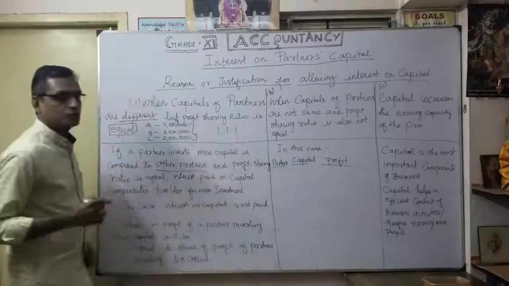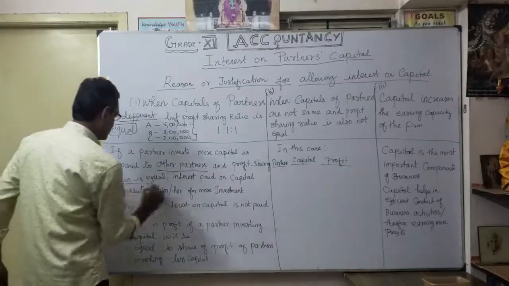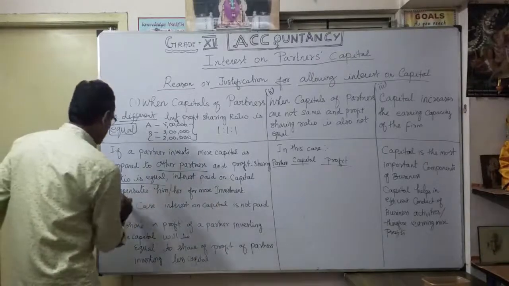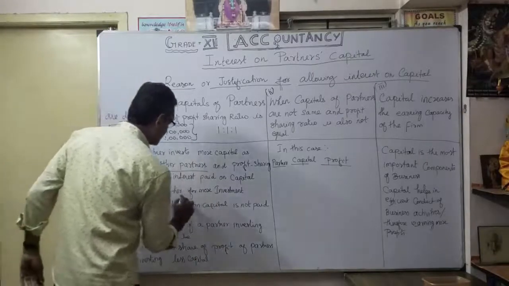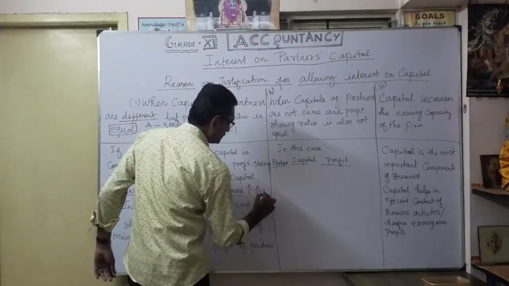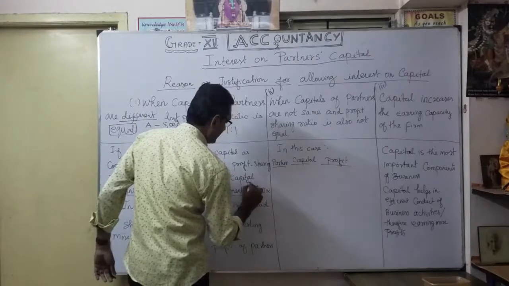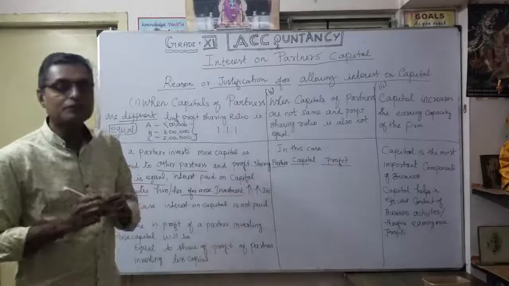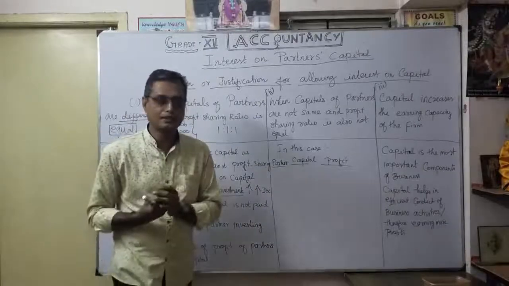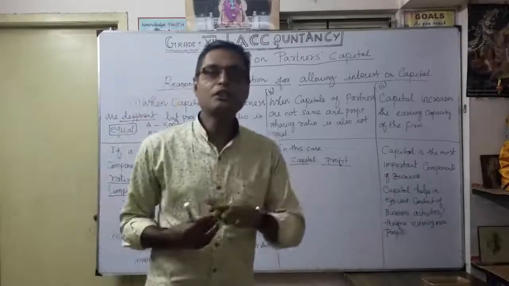Okay, so naturally the profit sharing ratio is equal. That is the situation. So interest paid on capital, that we are going to compensate for more investment. So more capital, more interest on capital. According to the investment, they will get interest. That's what they will compensate, because the ratio is equal.